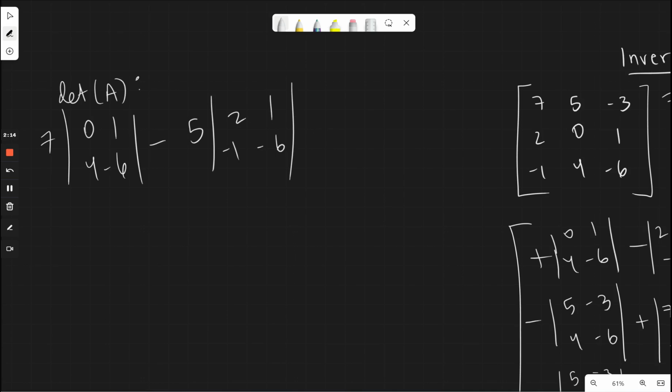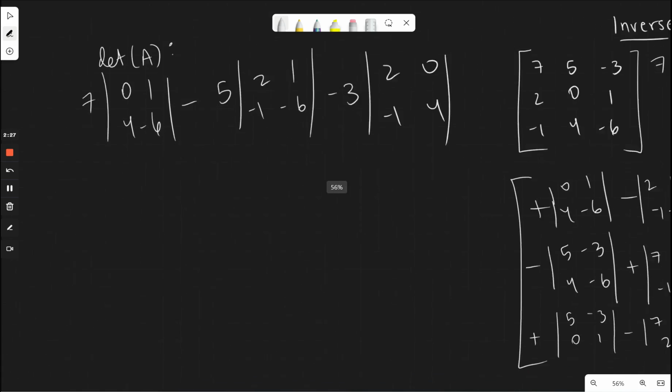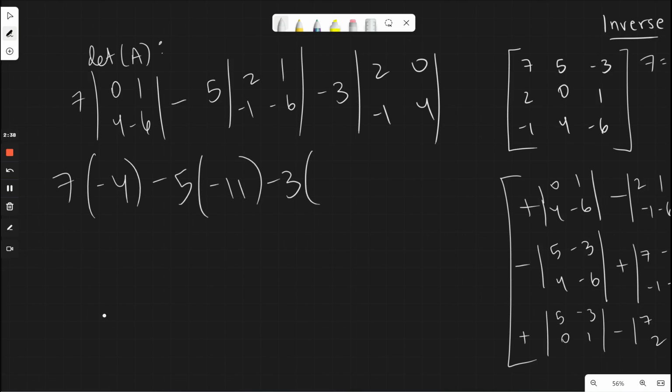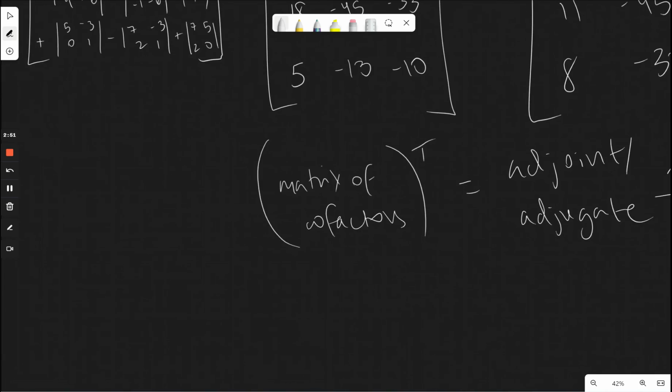Plus -3, which is again just -3, times the determinant of 2, 0, -1, 4. If you don't know how to take the determinant of a 3 by 3 matrix, you probably learned that before watching this video. So maybe go learn that, because that is important. So this will be 7 times 0 minus 4, which is nice, minus 5 times -11, minus 3 times 8. So we got -28 plus 55 minus 24. Okay, that worked out well. So this ends up being 3. Our determinant is, thank God, a nice number.